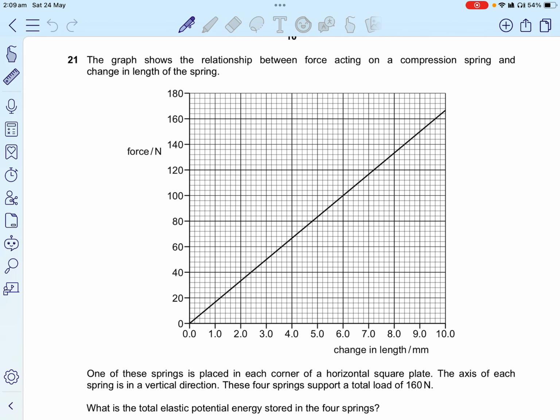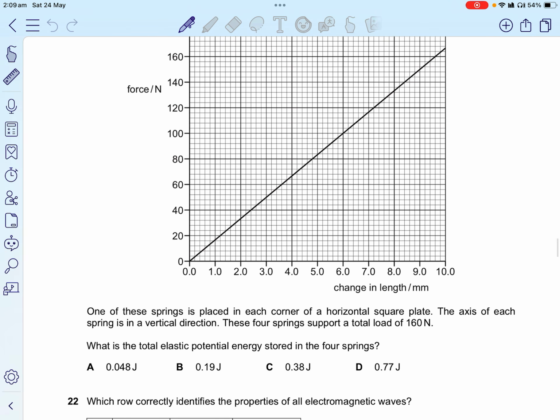Now we'll be moving on to question number 21. Question number 21 says that the graph shows the relationship between the forces acting on a compression spring and the change in the length of the spring. So there is a force acting and the change in the length in mm is given.